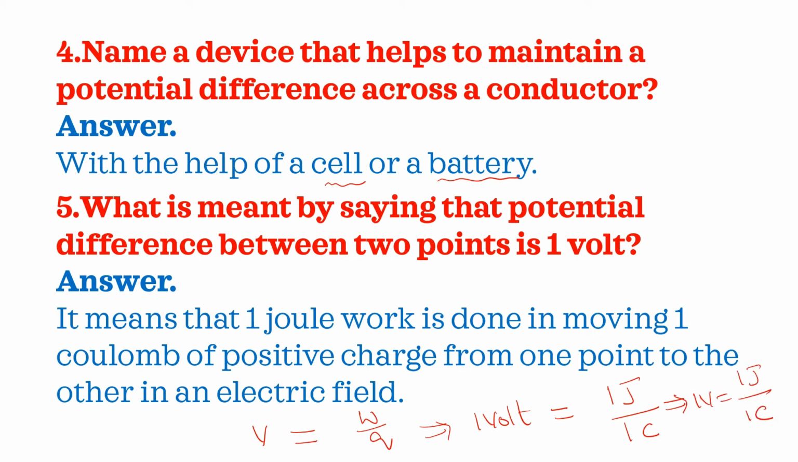So when we say that potential difference between 2 points is 1 volt, it means 1 joule of work is done in moving 1 coulomb of positive charge from one point to the other in an electric field. This is known as 1 volt. Okay, 1 volt is equal to 1 joule by 1 coulomb.